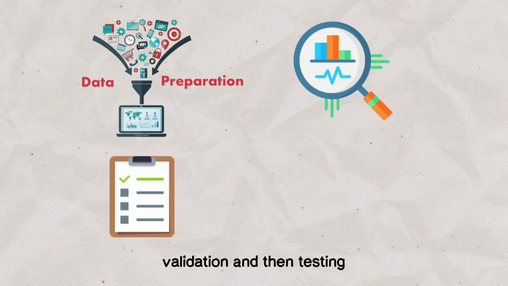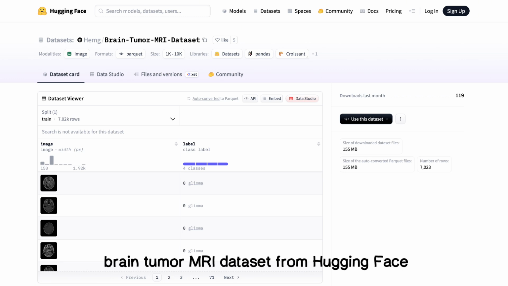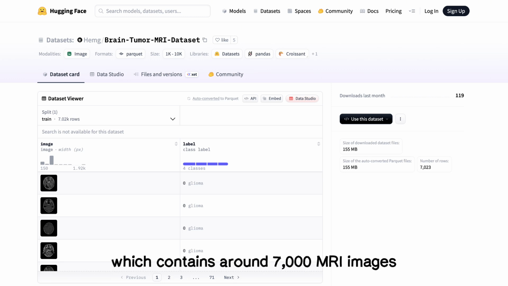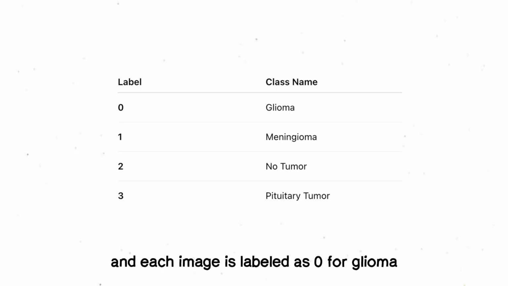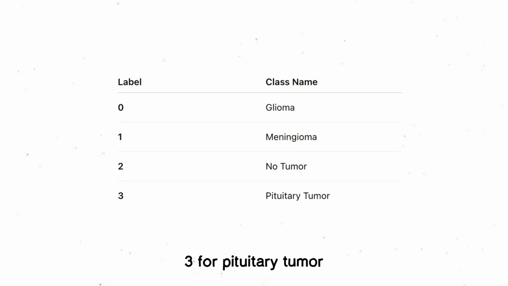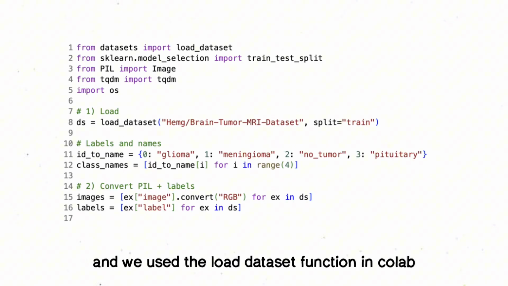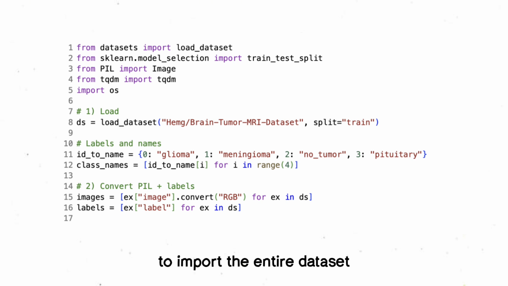And the overall process we followed for this project is data preparation, training, validation, and then testing. For our project, we used the HEMG brain tumor MRI dataset from Hugging Face, which contains around 7,000 MRI images collected from different patients, and each image is labeled as 0 for glioma, 1 for meningioma, 2 for no tumor, 3 for pituitary tumor. And we used the load dataset function in Colab to import the entire dataset directly into our notebook.